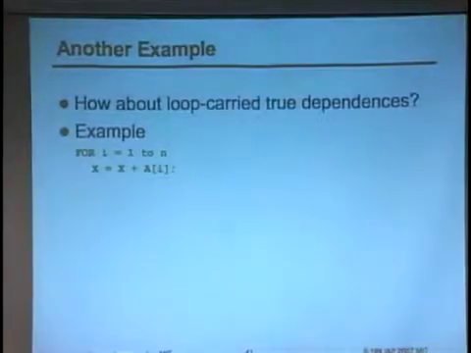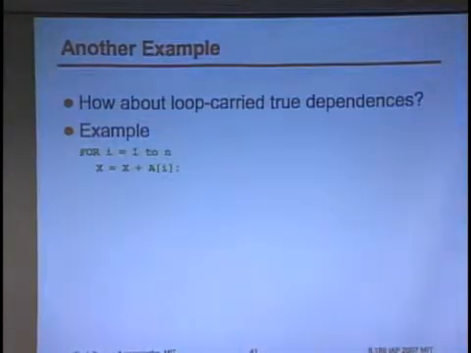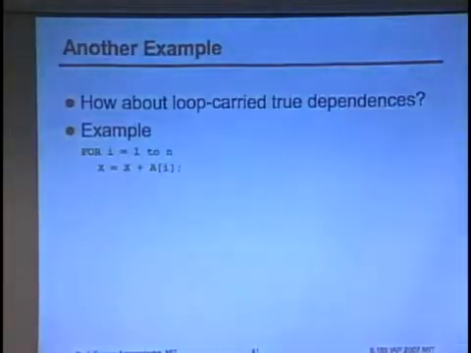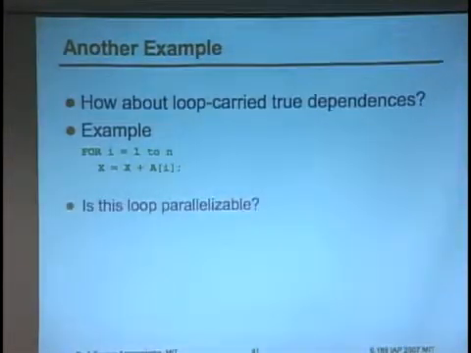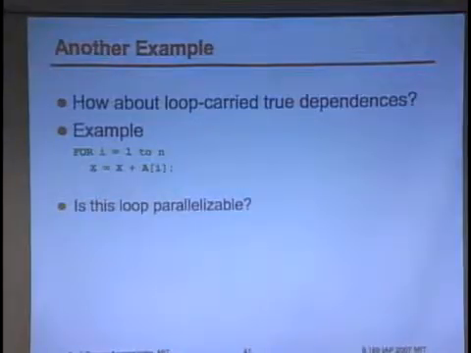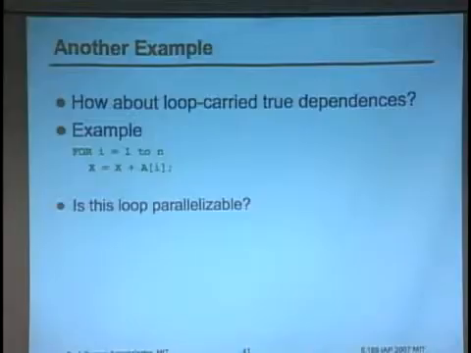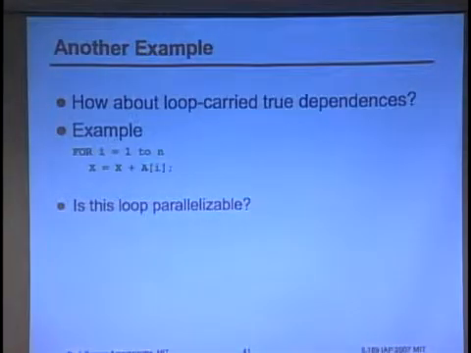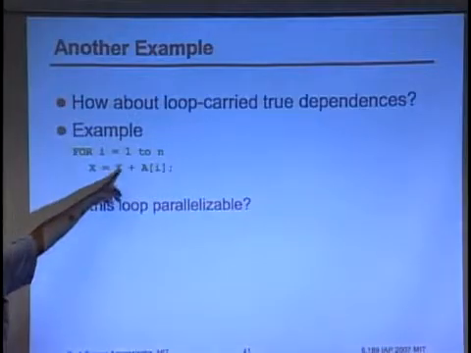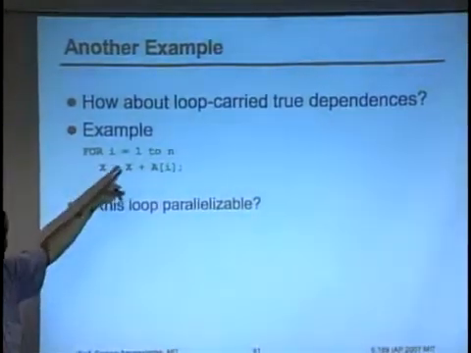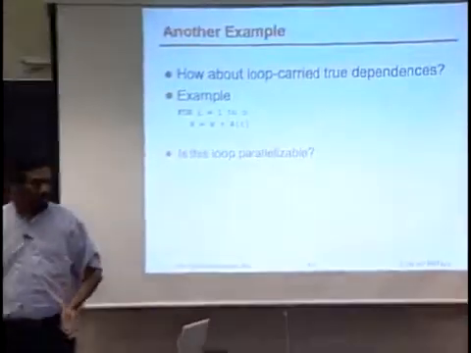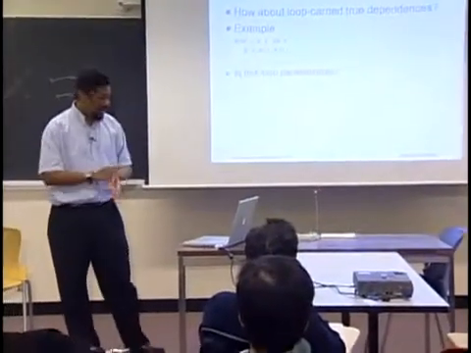Okay, here's another example. x equals x plus a[i]. Do I have a loop carried dependence? What is the loop carried dependency? It's true, anti, or output. True dependence, because this is actually reading the previous value, adding something, and producing a new value. And so of course, with a true dependence I cannot seem to parallelize this.